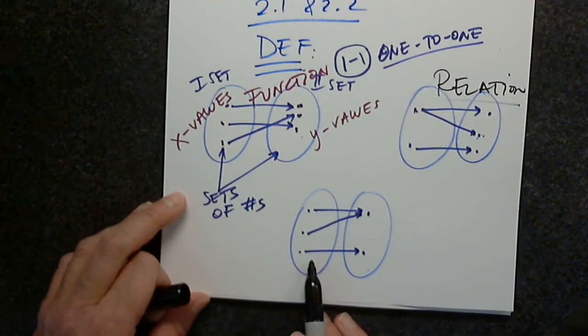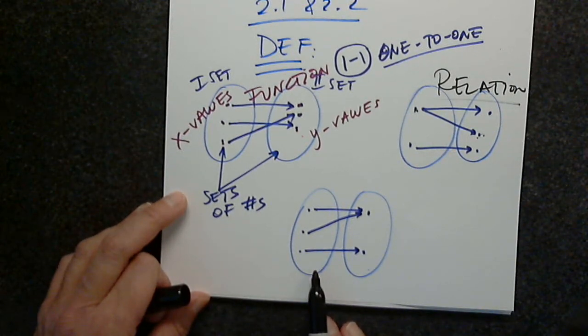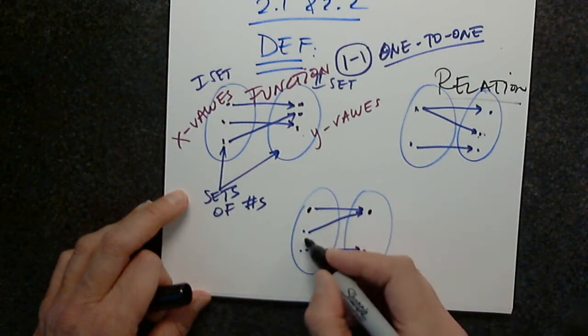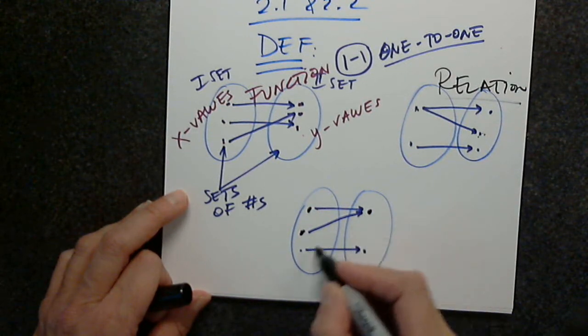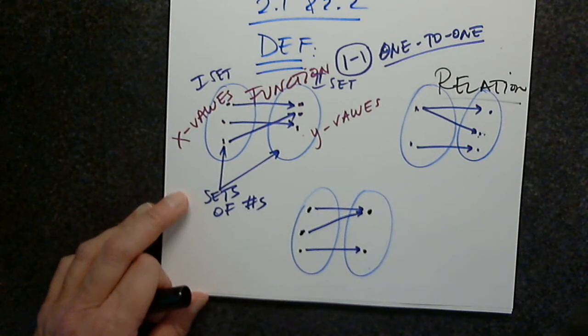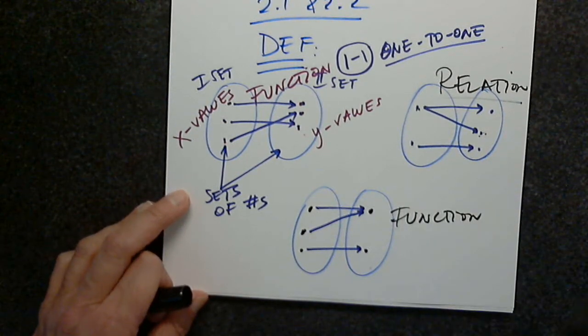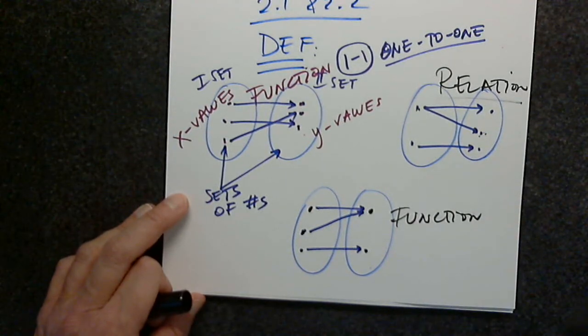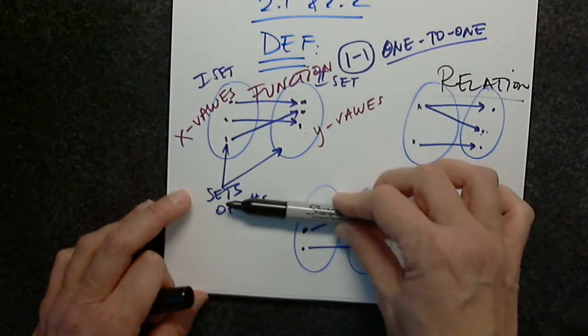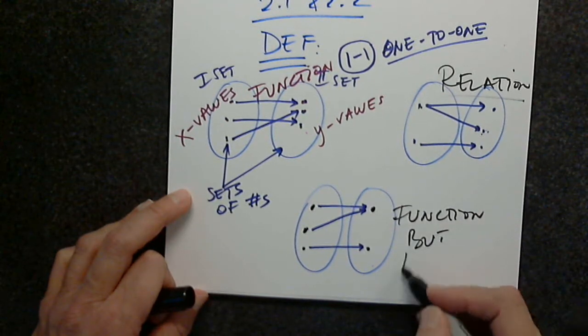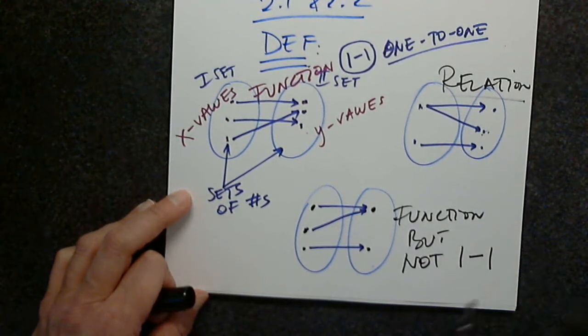What about the third situation? Is this a function? Yes, because each x corresponds to one y. So this is indeed a function. But now my question is, is this function one-to-one? No, because going backwards now I cannot create a function. It's not one-to-one.